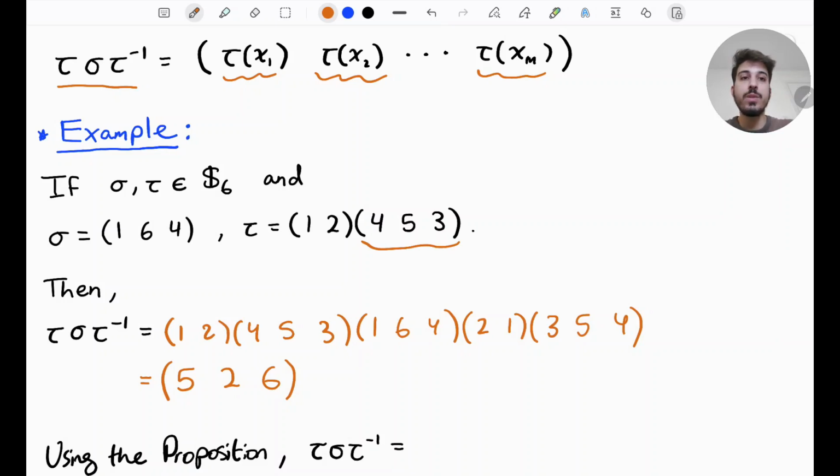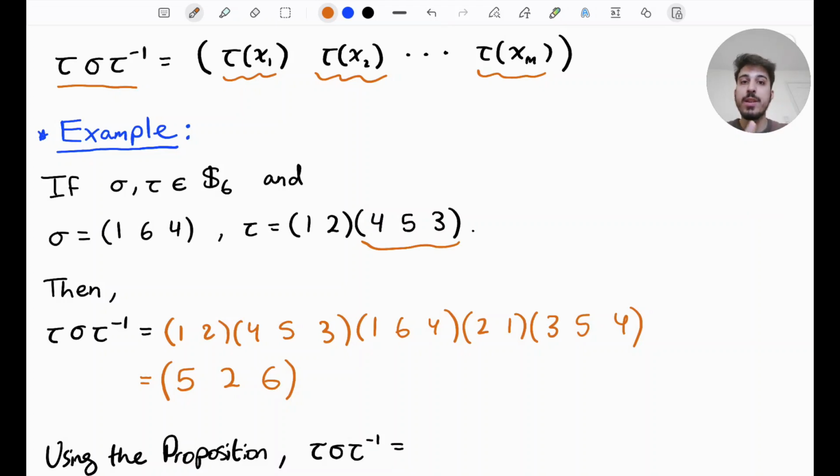So we've said that 3 is fixed, 5, 2, and 6 are already covered. Let's see what happens to 1. So this 1 is not being sent anywhere here. 1 is sent to 2. 2 is not being sent anywhere here, neither here. And lastly, 2 is being sent back to 1. So we write that 1 is sent to 1. It is fixed, so we do not write it in our cycle decomposition. So in fact, tau sigma tau inverse is equal to (5 2 6).